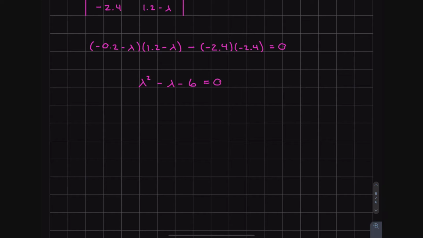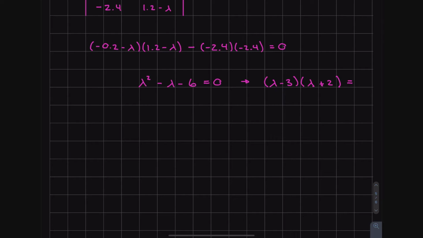So this is our quadratic equation. We can use the quadratic formula if we want, but this one's pretty easy to tell. It can be factored into lambda minus 3 and lambda plus 2, and this is equal to 0.